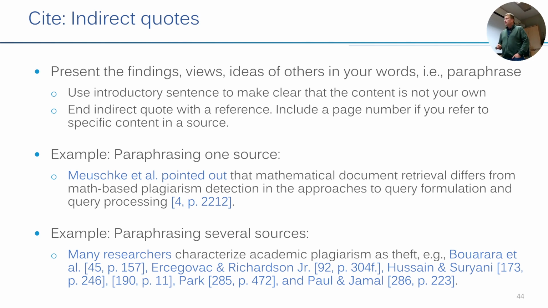I think that is all clear to you. So, many researchers, different. In this case, it would be particularly hard to read if you say 1, 5, 13, and 25 characterize academic plagiarism as. It's just, I don't know. Better do: many researchers characterize something as this, and then list your references.